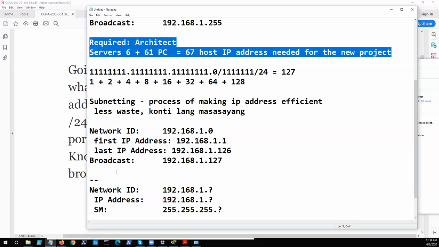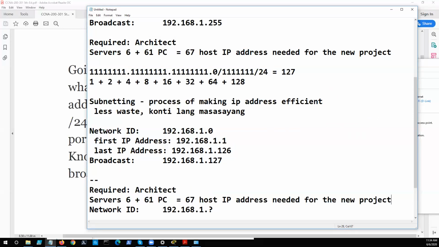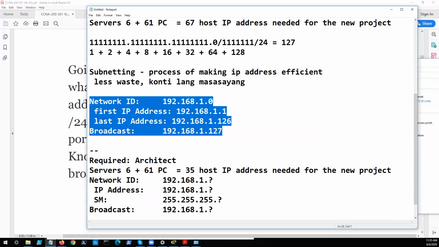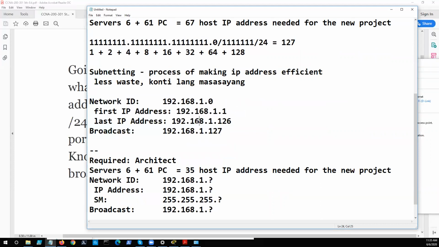Ngayon, bibigyan ko kayo ng project nyo. Sabi ng architect, sabi ng boss nyo, you are the architect. Can you please give me 35 host IP, no? So since I've created this one, hindi mo na pwedeng gamitin to. You're gonna have IP address conflict. So you're gonna start with the succeeding one. So anong succeeding? 127 plus 1, 128. Okay? So ito, gagawin niyo yan.